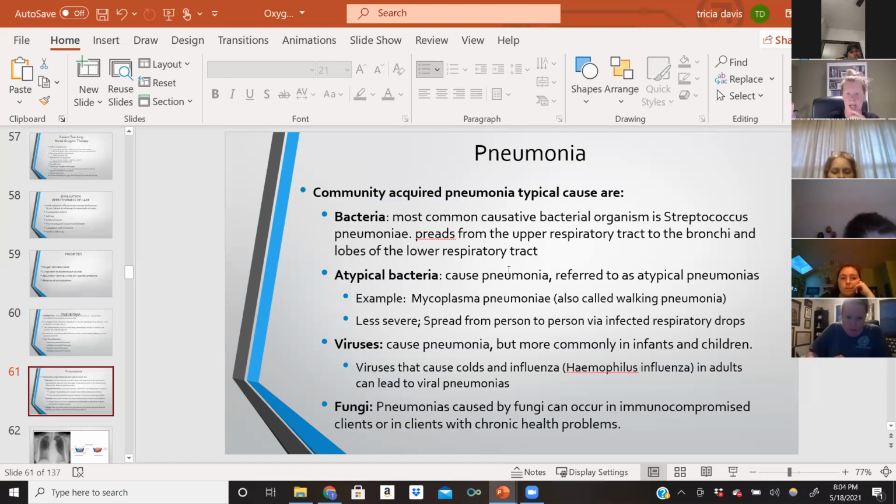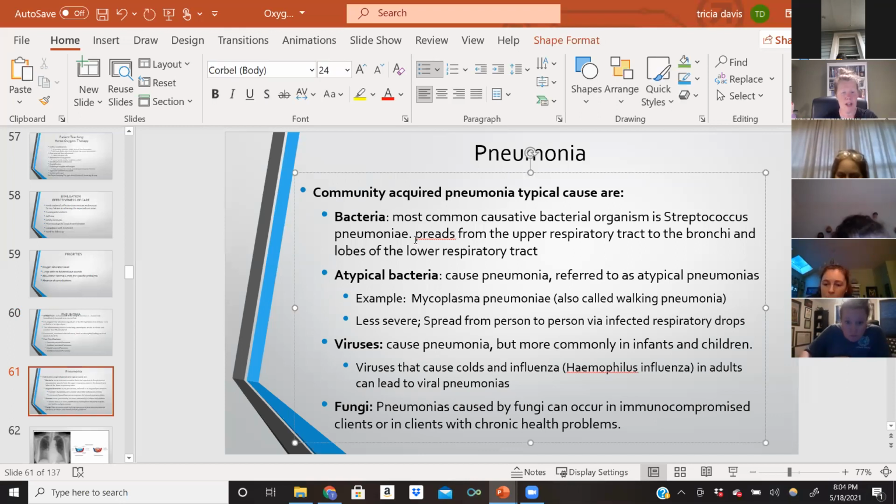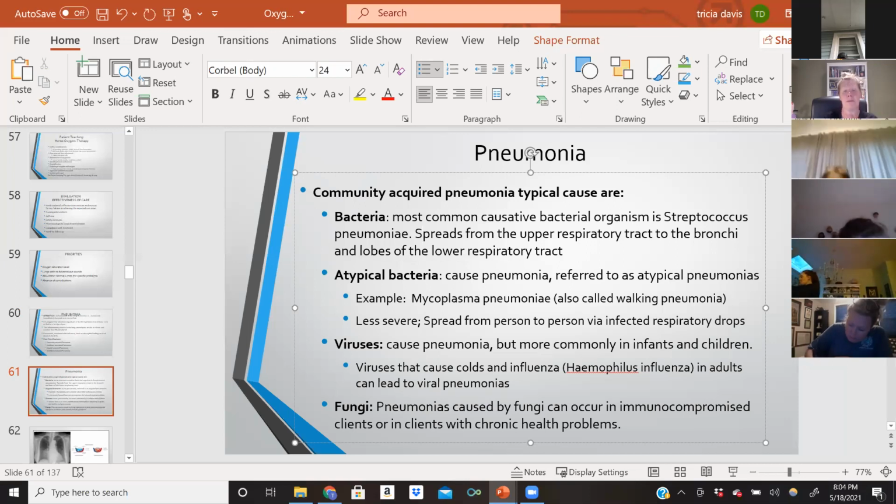So community-acquired pneumonia are usually caused by bacteria, atypical bacteria, viruses, and fungi. So bacteria, the most common causative bacterial organism is Streptococcus pneumoniae. It spreads from the upper respiratory tract to the bronchi and lobes of the lower respiratory tract. Atypical bacteria also cause pneumonia. It's referred to as atypical pneumonias. An example of an atypical pneumonia would be mycoplasma pneumonia, or you may have heard it called walking pneumonia.